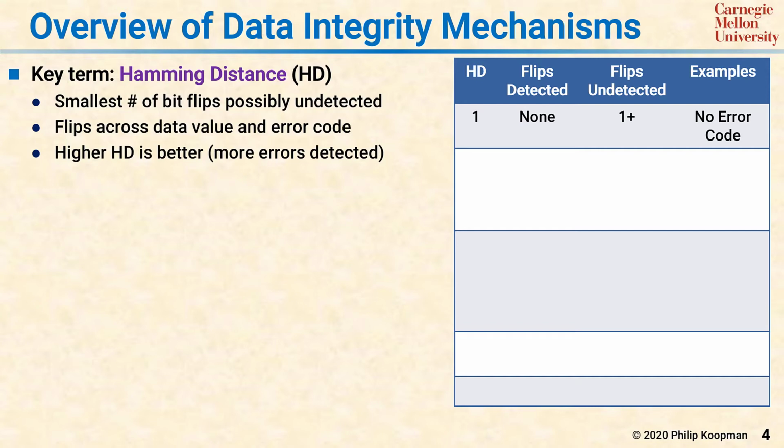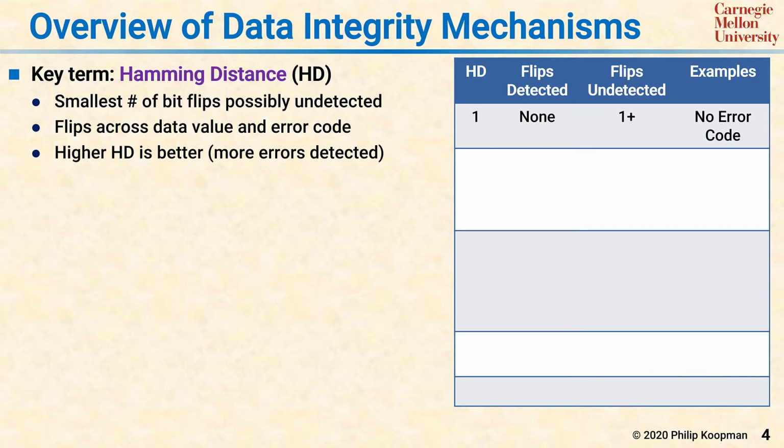So for example, if you want to detect all 1, 2, and 3-bit errors, the Hamming distance is not 3, the Hamming distance is 4, because a Hamming distance of 4 means there's at least one 4-bit error in the code word that is somehow undetectable. In general, the higher the Hamming distance, the better. The table on the right lists the types of codes that can give you various Hamming distances.